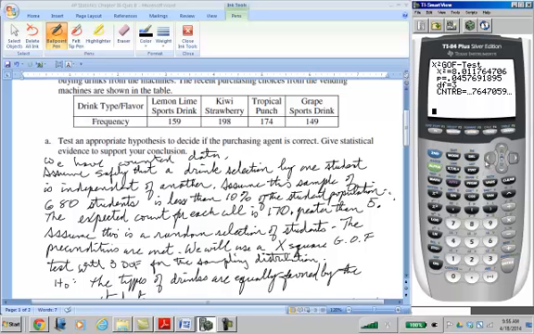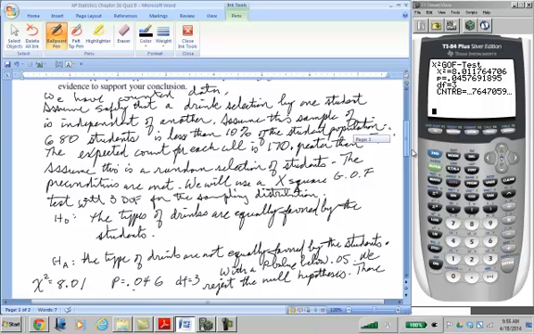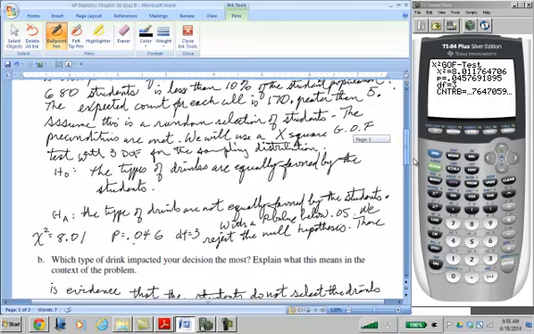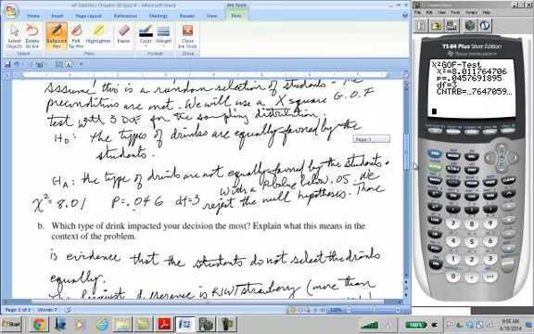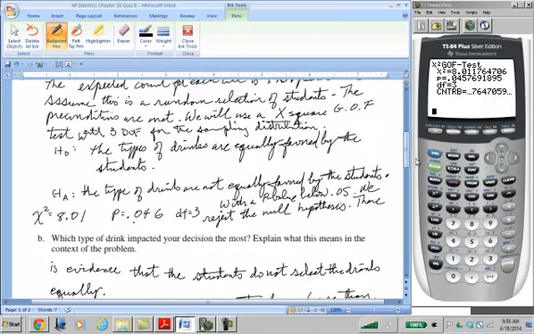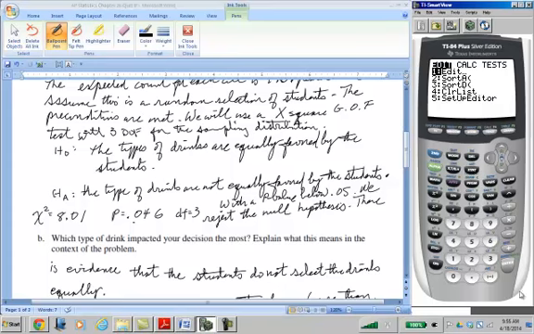Now the next question is, which type of drink impacted your decision the most? Explain what this means in the context of the problem. Now, in order to figure this out, we need to look at CNTRB. Unfortunately, these numbers are hard to look at on the screen. So what I'm going to do is go to Stat and then Edit. So what we can do is make a couple of calculations. Probably the easiest thing to do is to calculate what's called the standardized residual for each cell in the goodness of fit test.